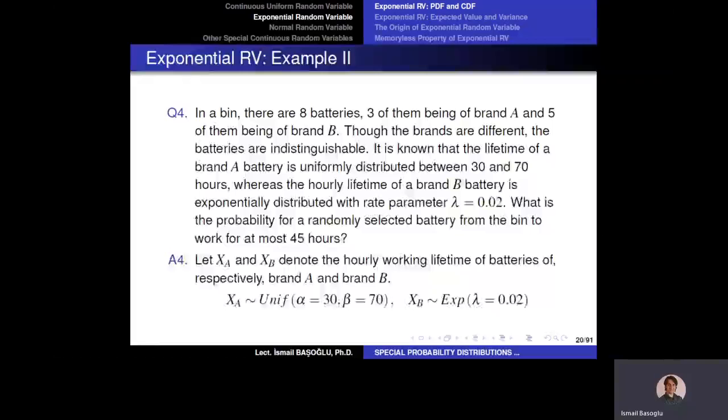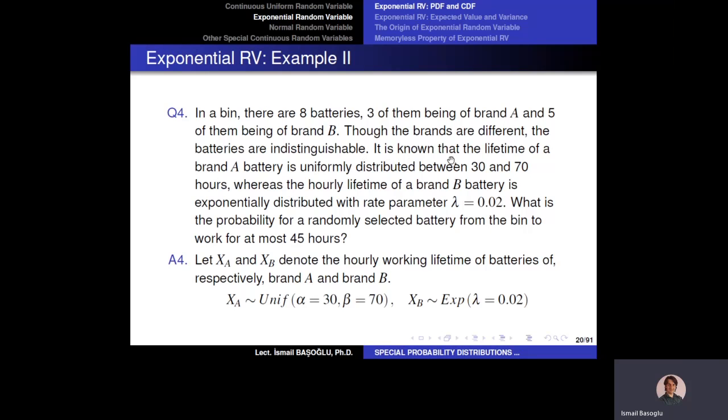So let's solve another question. In a bin, there are 8 batteries, 3 of them being of brand A and 5 of them being of brand B. So in this bin, there are 8 batteries and we have different types of batteries and the quantities are given. Though the brands are different, the batteries are indistinguishable. So what does that mean? If you randomly select a battery from this bin, you don't know which brand of battery you get.